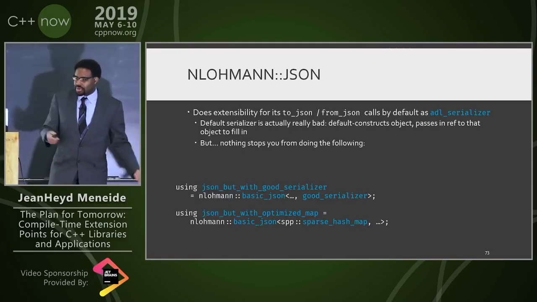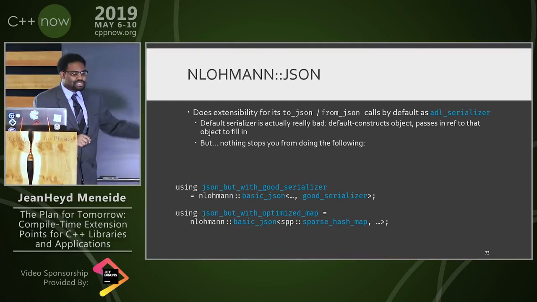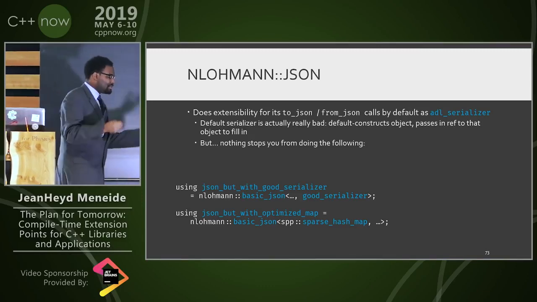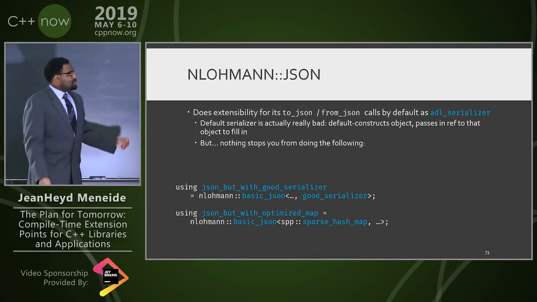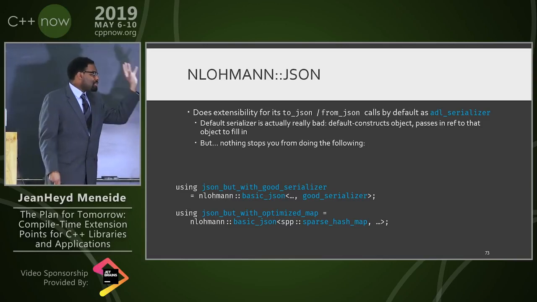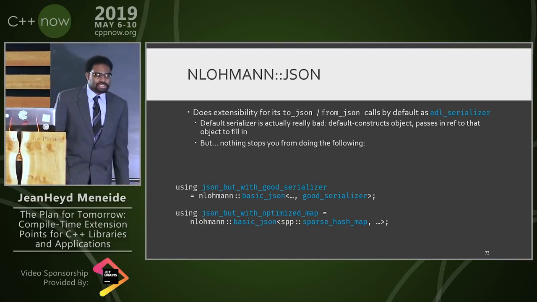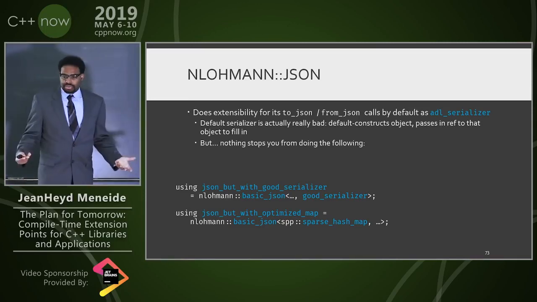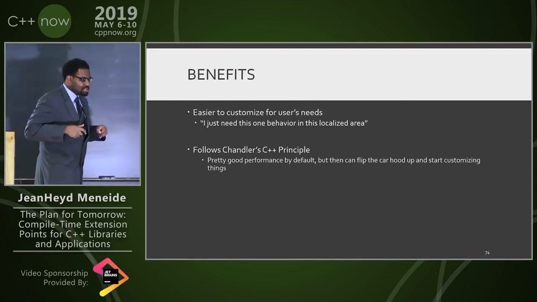So, for example, I want a JSON but with a better serializer. Right now JSON has an ADL serializer, and what it does is default construct the type and pass it in, you're supposed to fill it in, and then the function's over, which is a really bad way of constructing objects. It works for your default types, but it's a really bad way of working with more types than that. So you can change the serializer, or maybe the map that they have is not doing it for you, so you say, I'm going to put in the SPP sparse hash map, which is an enhanced implementation of Google's hash map. All these things you can do because you have these traits. The idea is that this follows Chandler's C++ principle, and you get pretty good performance.